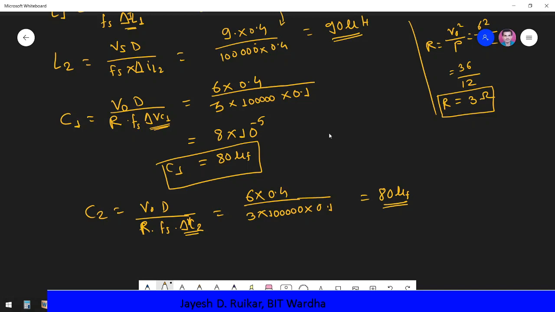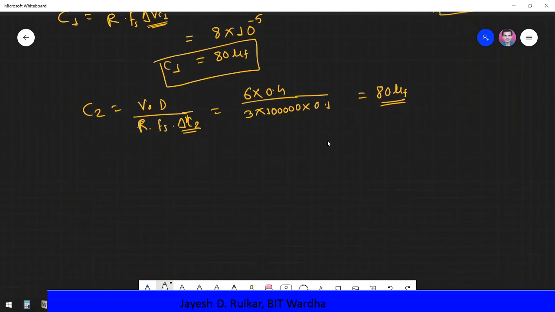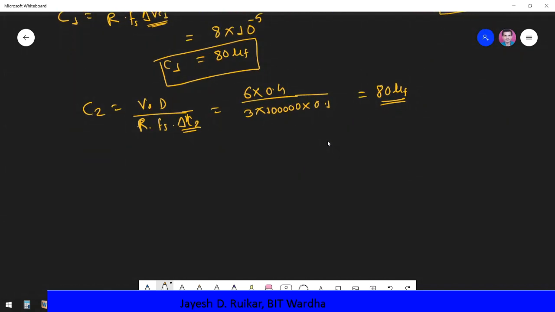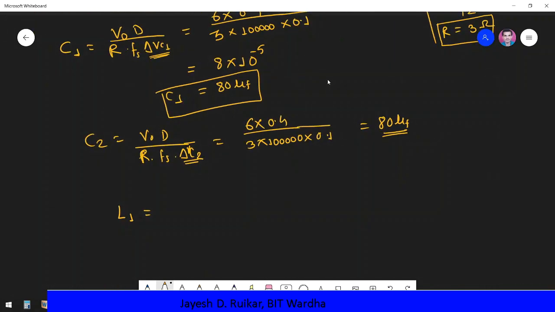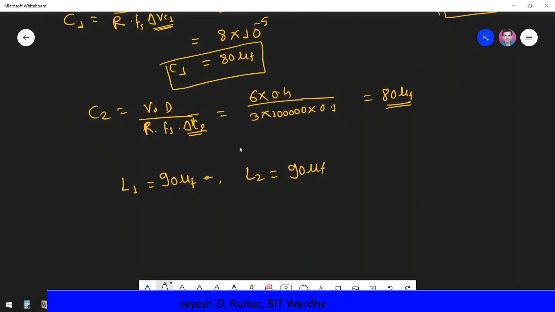Now we have completed the design aspects of this. I will again write the values. First, the L1 value is 90 microhenry, and then the L2 value is 90 microhenry. Sorry, microhenry, it's not farad.